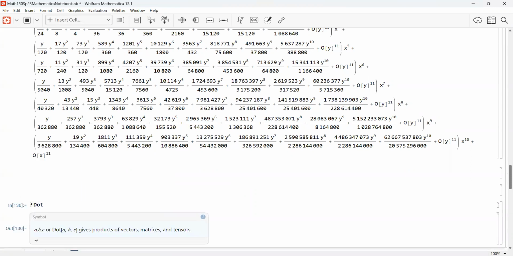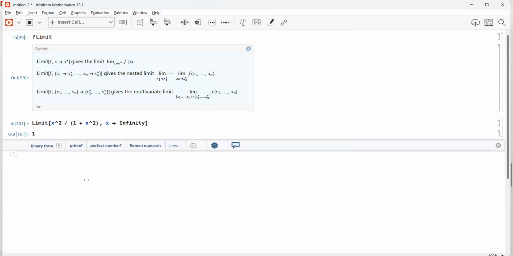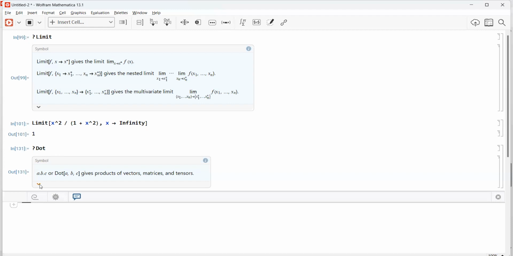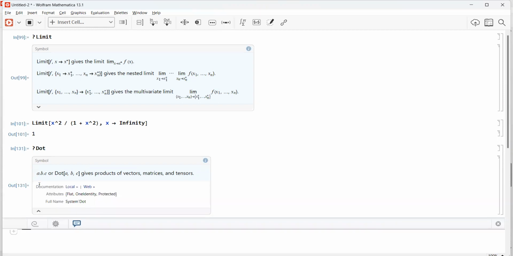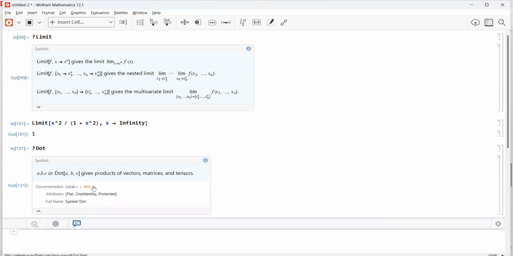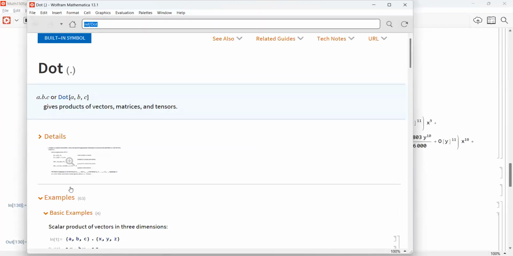Let's look up Dot. Dot[a, b, c] gives products of vectors, matrices, and tensors. Okay. And now when I click, let me go to the other tab. People in Zoom land, can you see the new window? Yes. Zoom land, can you see the window where we have Dot now written? Okay, when I clicked on the arrow over here, it expands and gives me more information. I can look locally or I can go to the web. I'll just look locally. And it's going to open another window and it says Dot gives products of vectors, matrices, and tensors. And so here are some examples.